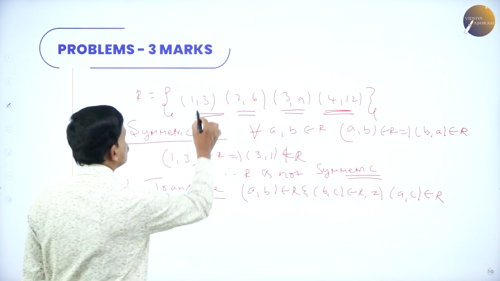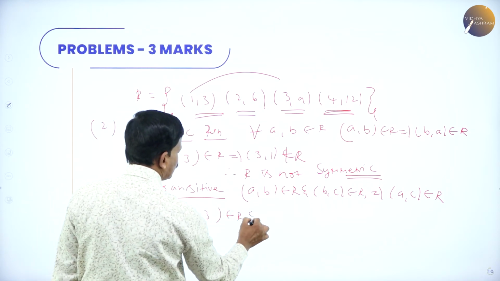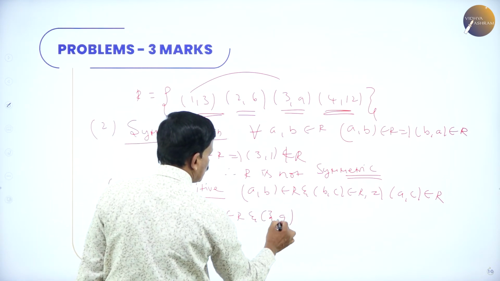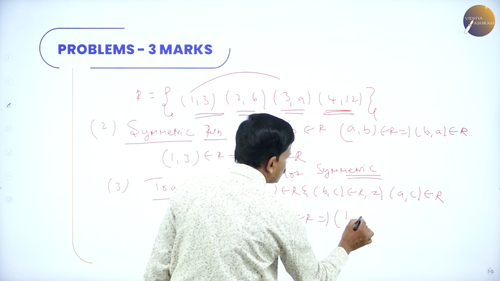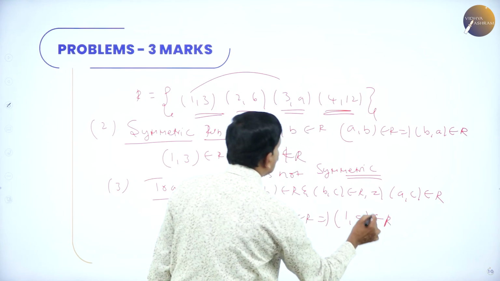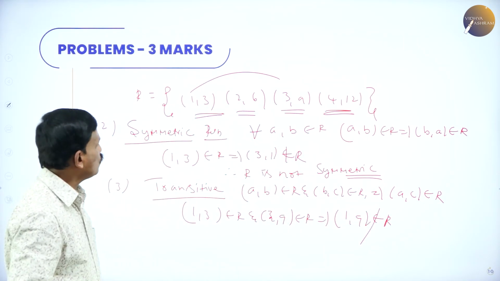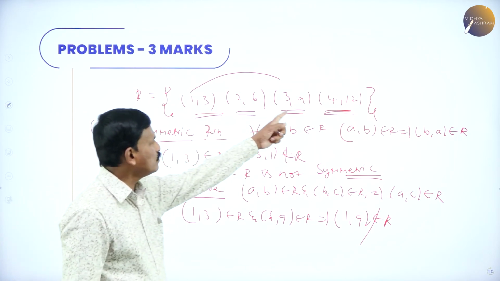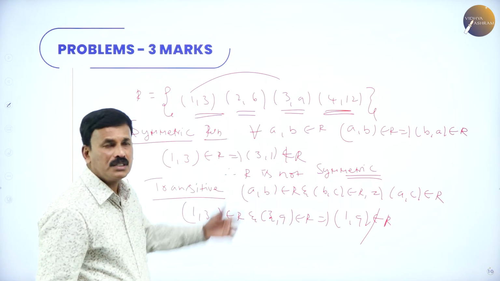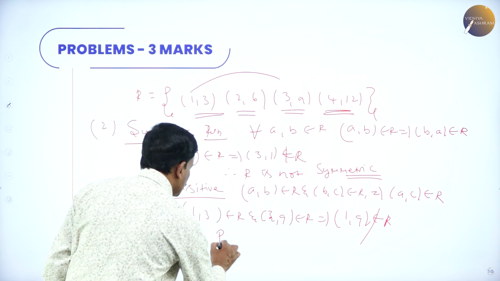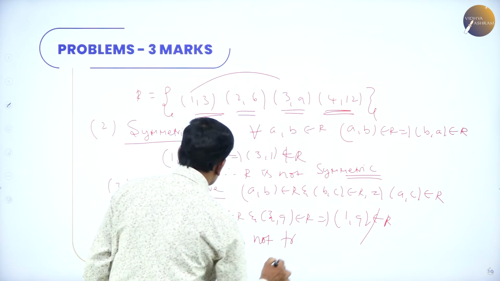Verify. Let us take these two elements. (1, 3) belongs to R and (3, 9) belongs to R, which implies (1, 9) also belongs to R. Check, (1, 9) is not there, does not belong to R. So (1, 3) belongs to R and (3, 9) belongs to R, whereas (1, 9) does not belong to R. Therefore R is not transitive.